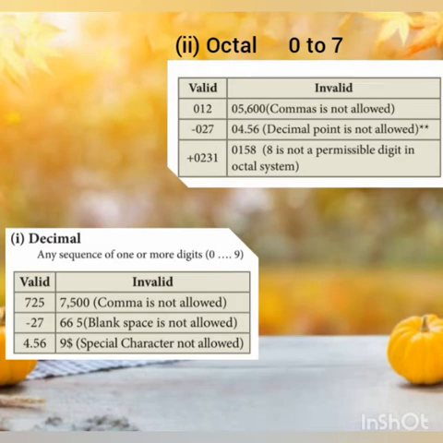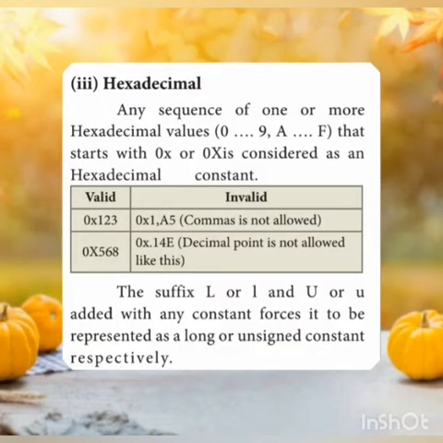The next example is 0158. 8 is not allowed because octal digits are 0 to 7. So the digit 8 is not allowed, and this number is considered as invalid. Do you understand this? Next one is hexadecimal.